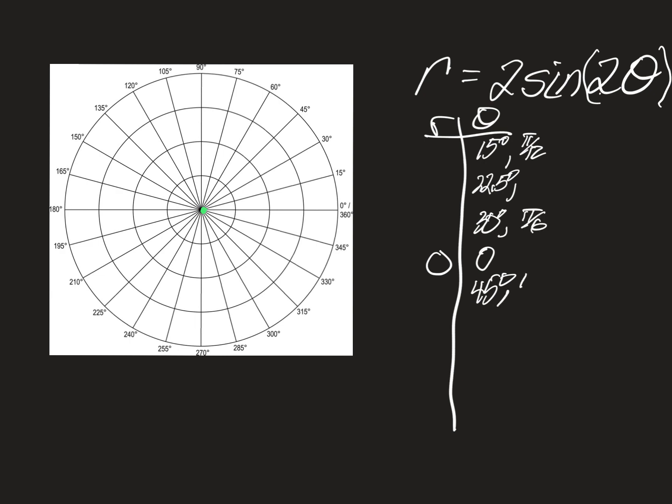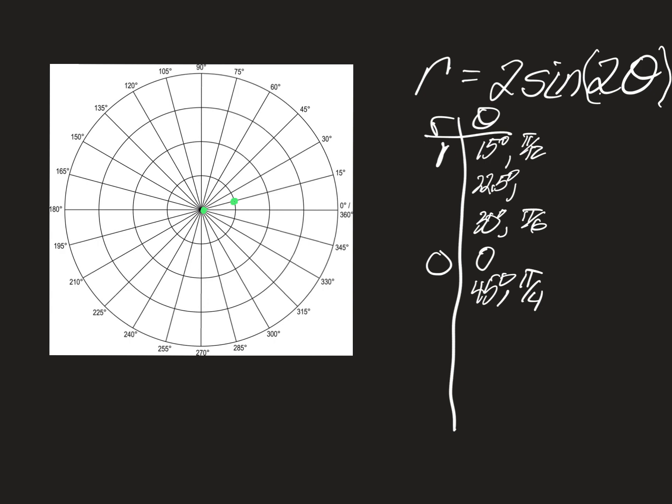And I'll show you why I chose 15 degrees. Because 2 times 15 is 30 degrees, or 2 times pi over 12 is pi over 6. And the sine of pi over 6 is 1/2. 1/2 times 2 is 1. So I can go on the 15 degree line, which I plugged in, and I can go out 1. So I go right there, okay?